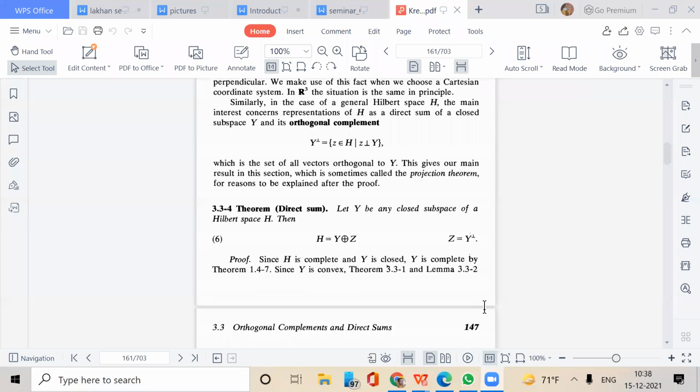Theorem on direct sum. Let capital Y be any closed subspace of a Hilbert space capital H. H is a Hilbert space, a complete inner product space. Then H is equal to the direct sum of Y and Z, where Z is equal to Y complement. It means that Z is the orthogonal complement of Y.